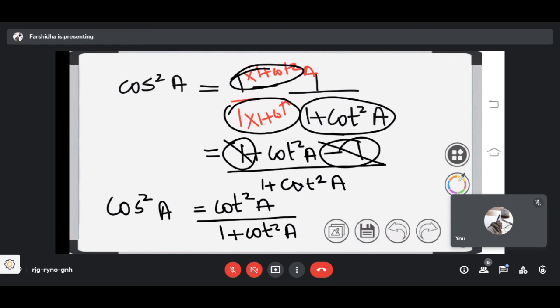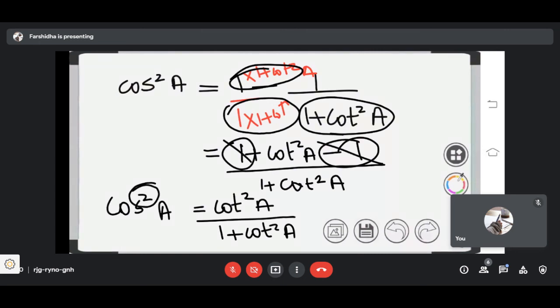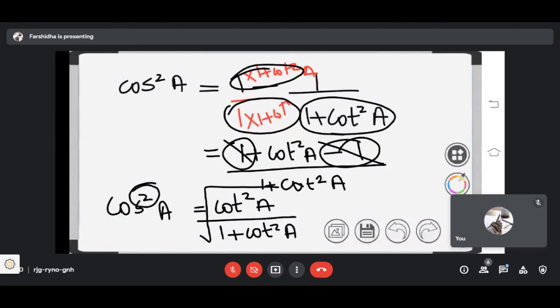Now the same way I can write what is cos A. I got cos square A, so I can find what is cos A. When I remove the square from cos, I need to put a root on the other side. So in the next step, I'll be removing this square from cos, then I'll be putting one root over here.